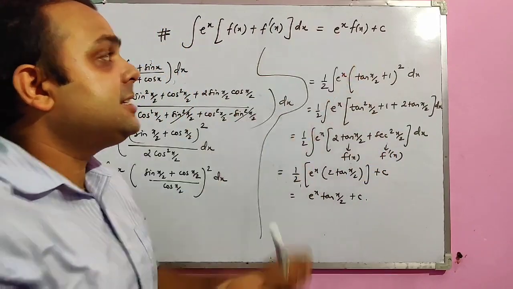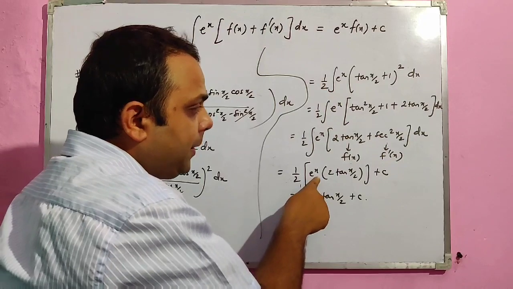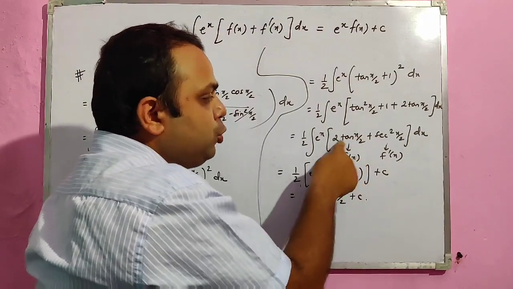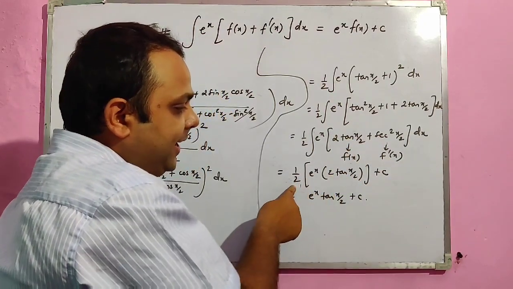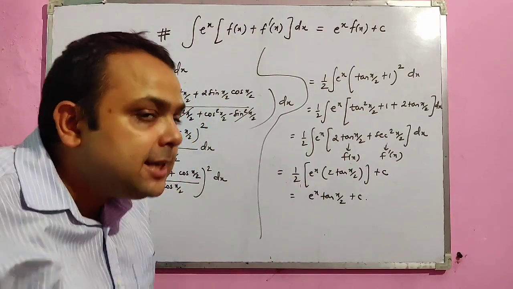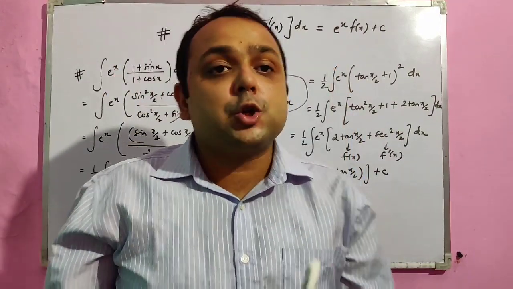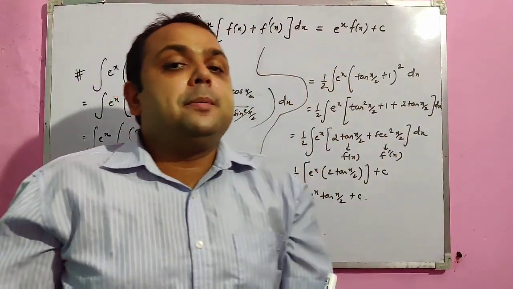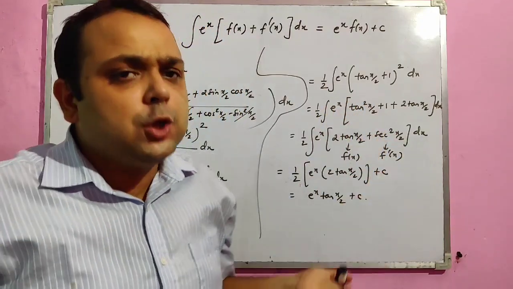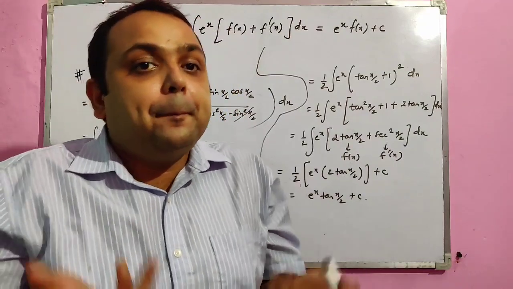So the final answer is e to the power x f(x) plus c, which is e to the power x, and f(x) is 2 tan x by 2. The 2 and 2 are eliminated. The answer is e to the power x tan x by 2 plus c. So in case of exponential problems, we need to just focus on this format, whether the problem is coming in this format or not. If it is not, we can simply solve by the ILATE rule or by parts.